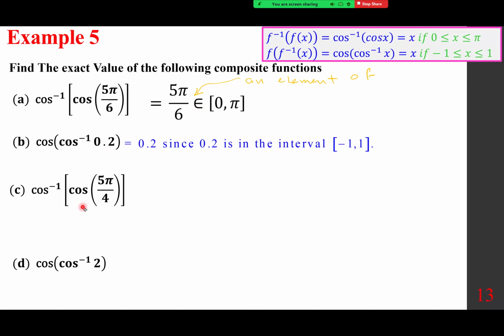Cosine inverse of cosine of 5 pi over 4. Now, is this between 0 and pi? The answer is no. Why not? Because 5 pi over 4 is larger than pi. 4 pi over 4 is pi. So what is the process? Very simple. 5 pi over 4 is not between 0 and pi. Find an angle with the same cosine value, which belongs to this interval.